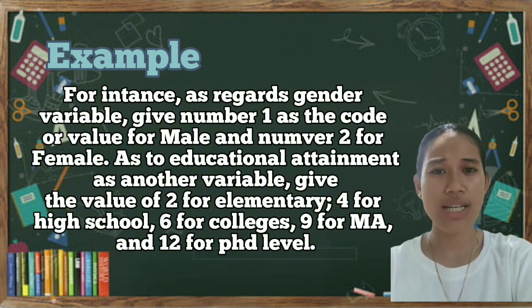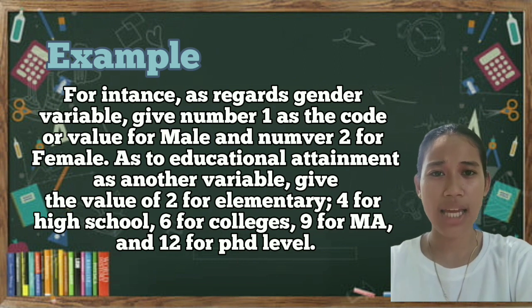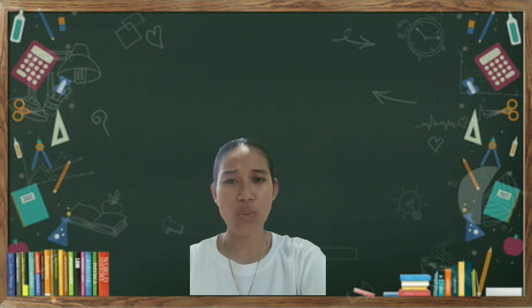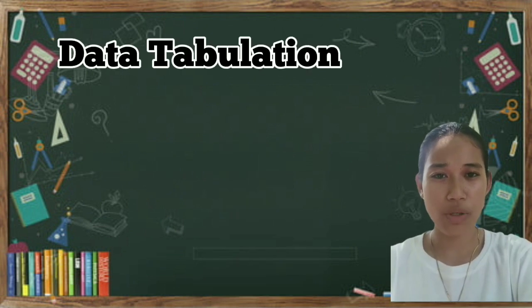Another example. Let's say educational attainment, which is another variable. The values you can give a code: 2 for elementary, 4 for high school, 6 for college, 9 for MA, and 12 for PhD level. This is what I've been saying. You first have to have the coding system, which is actually the first step in preparing data. And the second one is data tabulation.